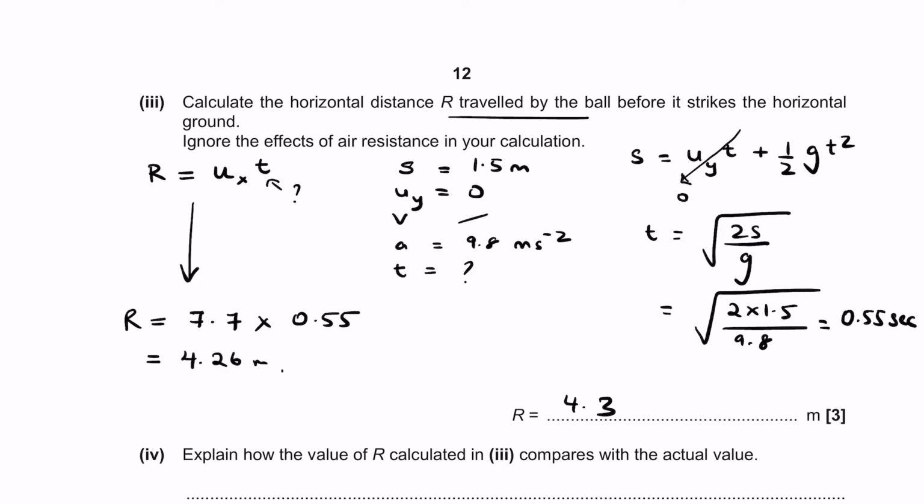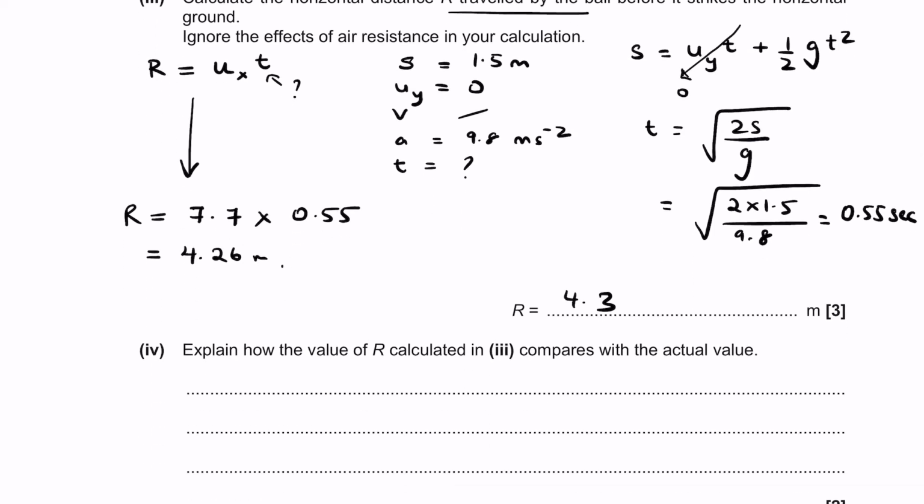There we go. So for the next part, explain how the value of R calculated in the third part compares with the actual value. Now, in reality, there would be some air resistance, and so the velocity will be lower. We know that the final horizontal velocity will not be the same as the initial horizontal velocity. So that means that the distance travelled, R, will actually be smaller.